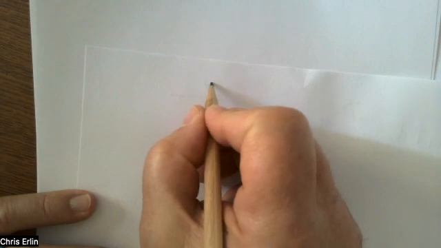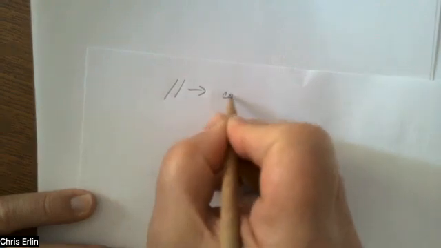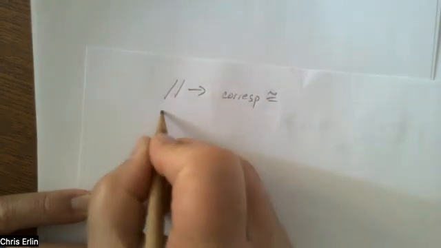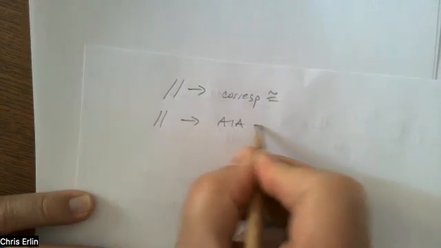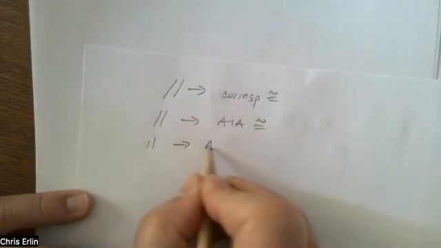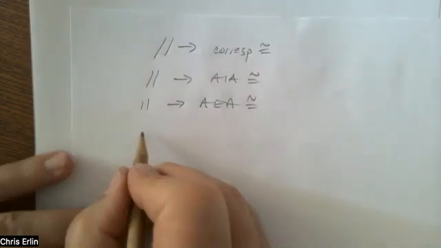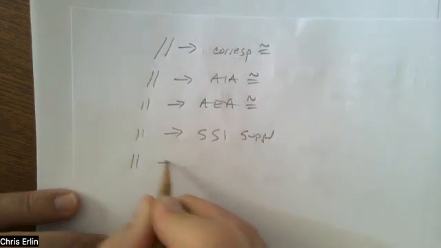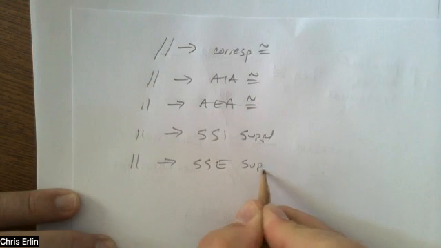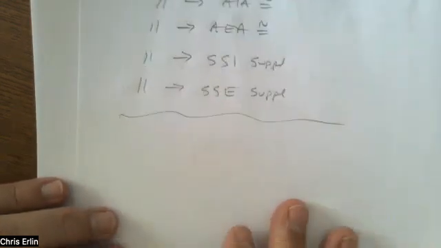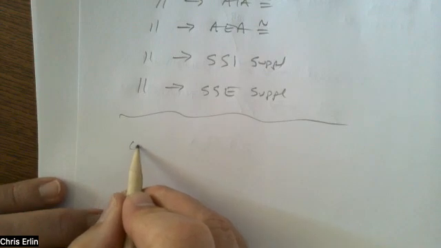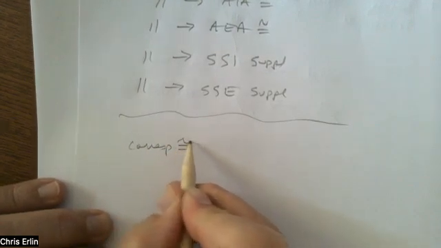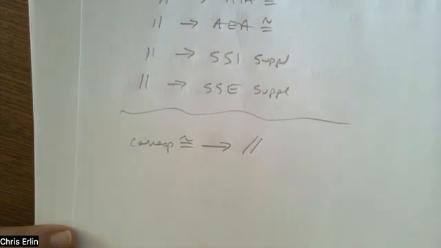Okay, great. So that means that in addition to our theorems we've already done, saying if parallel, then corresponding congruent, if parallel, then AIA congruent, if parallel, then AEA congruent, if parallel, then same side interior supplementary, if parallel, then same side exterior supplementary, we're now adding a whole new group, beginning with if correspondings are congruent, then the lines are parallel. That's our postulate.